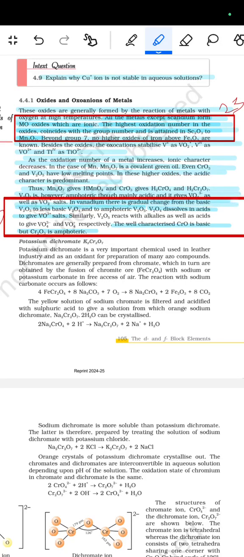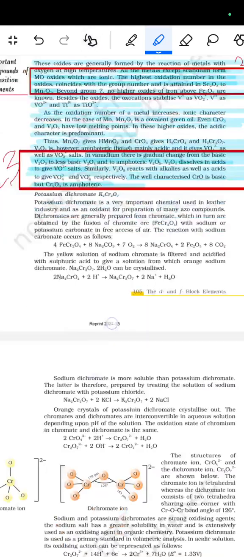In vanadium, there is a gradual change from the basic V2O3 to less basic V2O4 and to the amphoteric V2O5. V2O4 dissolves in the acids to give the VO²⁺ salt. Similarly, V2O5 reacts with alkalis as well as the acids to give the VO4³⁻ and the VO2⁺ respectively. The basic characteristic of the CrO is basic, but the Cr2O3 is the amphoteric.